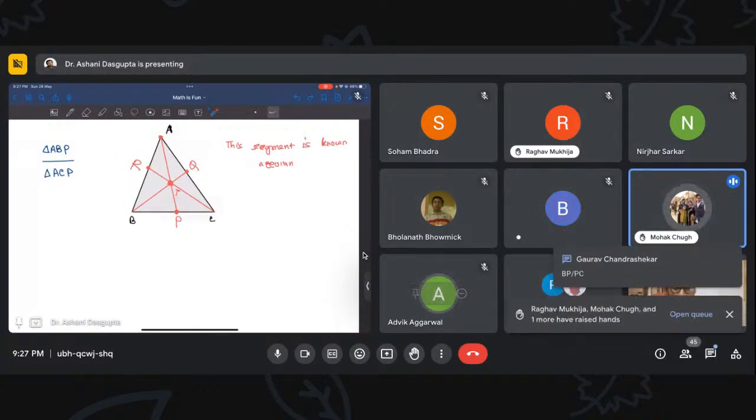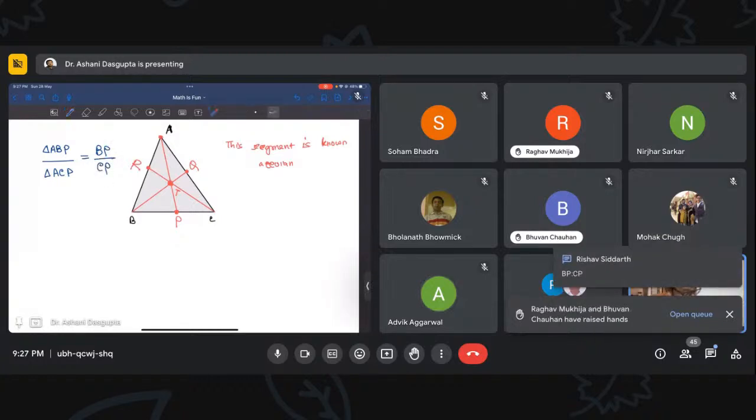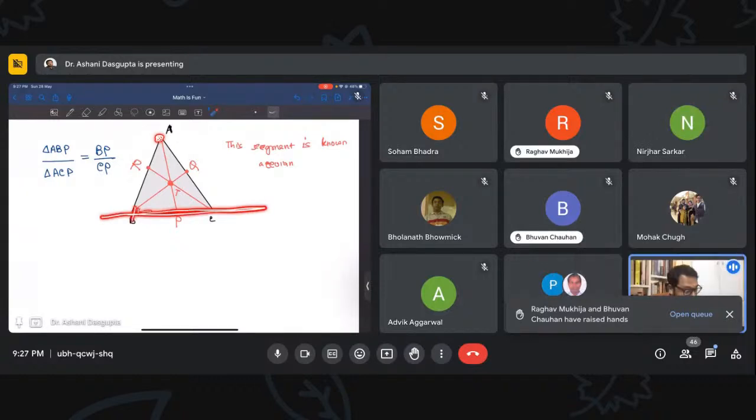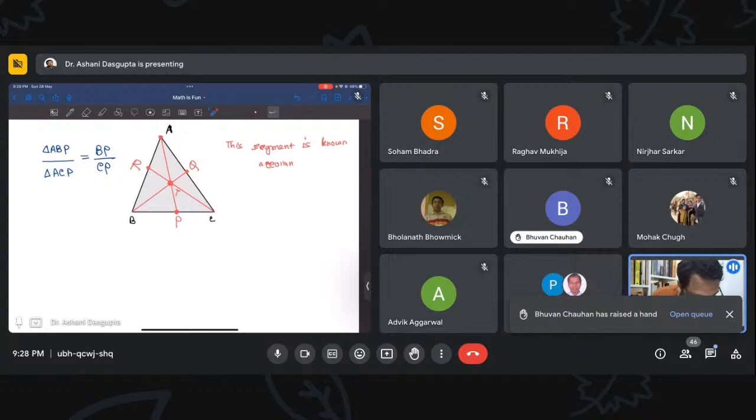Yes, sir. So this would be BP is to CP. You are absolutely right. Because they have the same vertex, their bases are on the same line, and the two bases are BP and CP. So the ratio of areas of ABP and ACP is BP is to CP. Absolutely right.